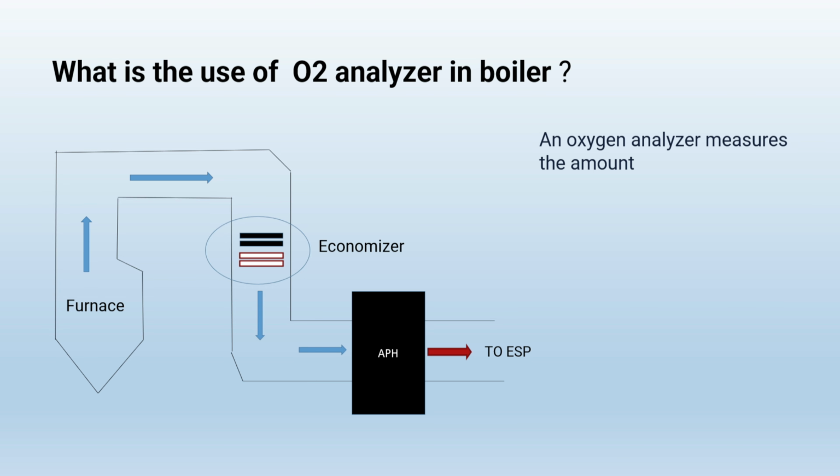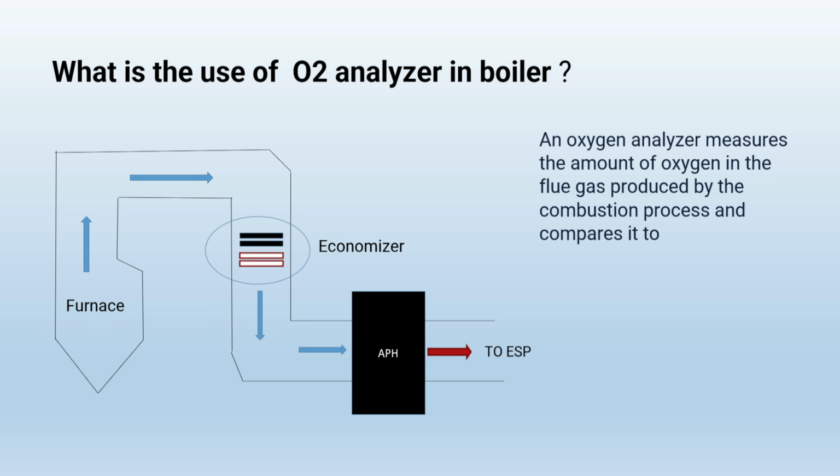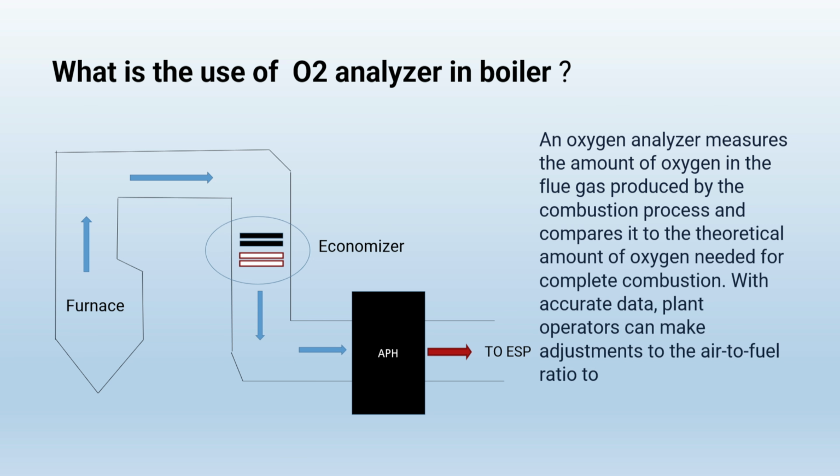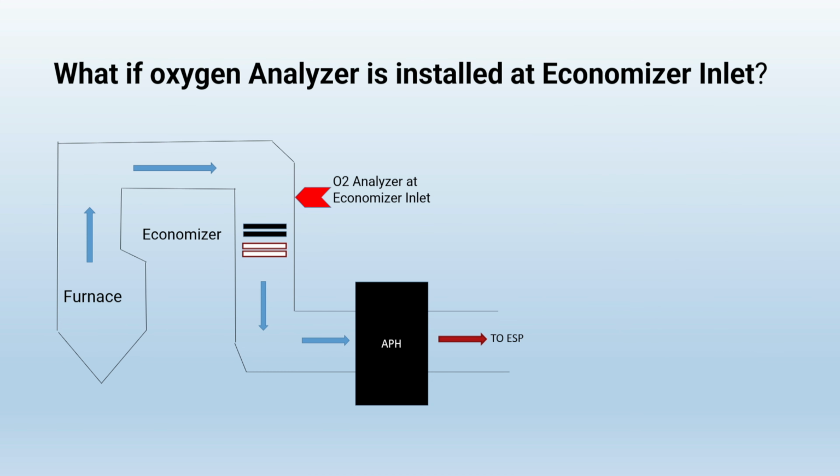An oxygen analyzer measures the amount of oxygen in the flue gas produced by the combustion process and compares it to the theoretical amount of oxygen needed for complete combustion. With accurate data, plant operators can make adjustments to the air-to-fuel ratio to achieve optimal combustion efficiency. We will discuss the correct location for installing an oxygen analyzer in an economizer and the potential issues if the analyzer is installed at the economizer inlet.